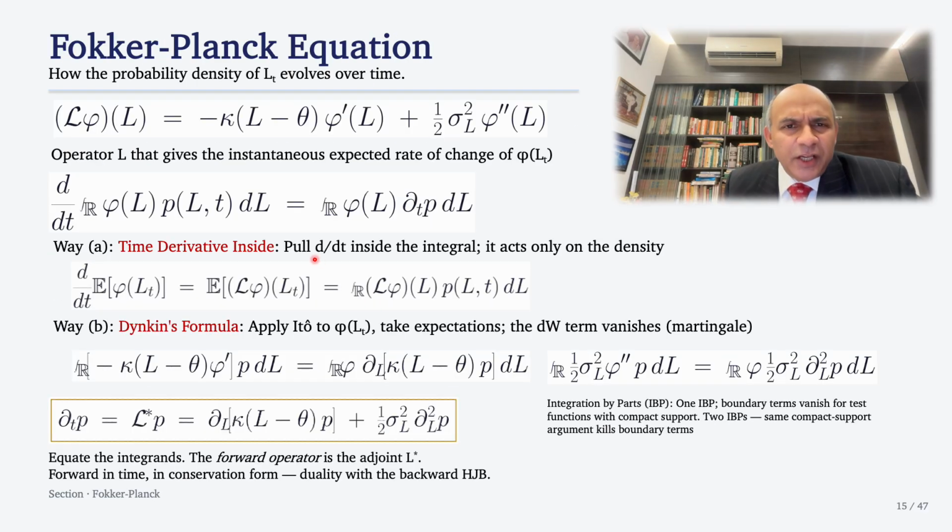The Fokker-Planck equation evolves the probability density of L forward in time. The generator L gives the expected instantaneous rate of change of any test function psi. The Fokker-Planck forward operator L star is the adjoint of the HJB backward generator L, and the density flows forward in time in conservation form, dual to the value function flowing backward. Here you can see the Fokker-Planck equation, and we equate the integrals.